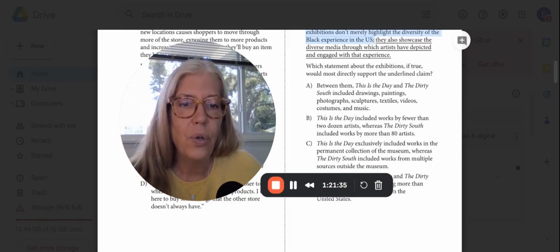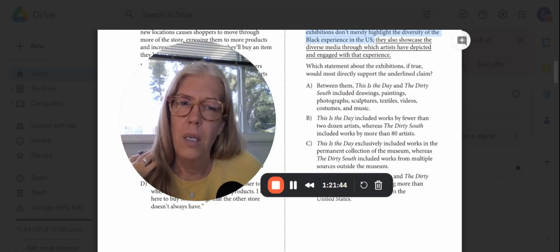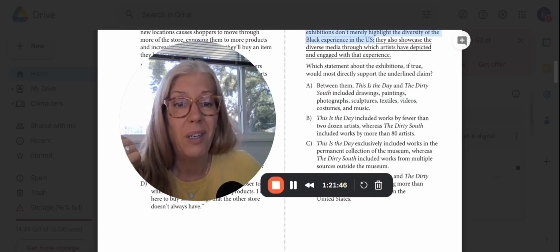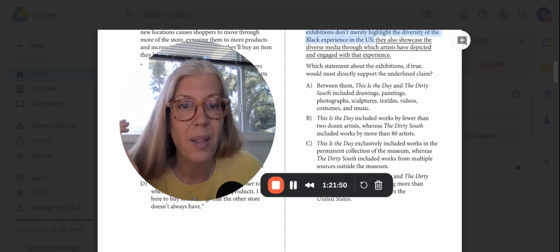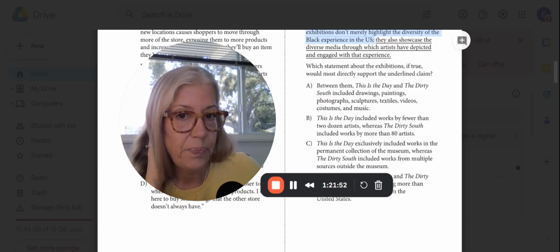B, This Is the Day included works by fewer than 24 artists, whereas The Dirty South included works by more than 80 artists. That's not really telling us anything about diversity. And it's definitely not about media. It's about the artist, but it's not about the media. And we're looking for the media.